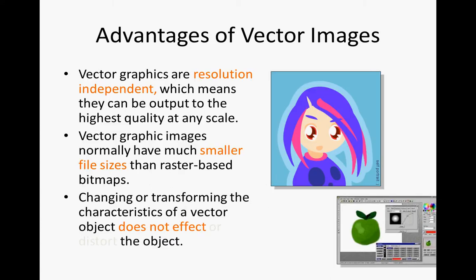Advantages of vector images: vector graphics are resolution independent, which means they can be output to the highest quality at any scale. Vector graphic images normally have much smaller file sizes than raster-based bitmaps. Changing or transforming the characteristics of a vector object does not affect the object.